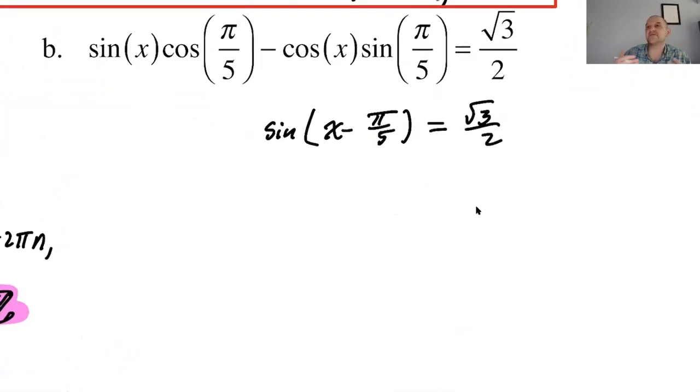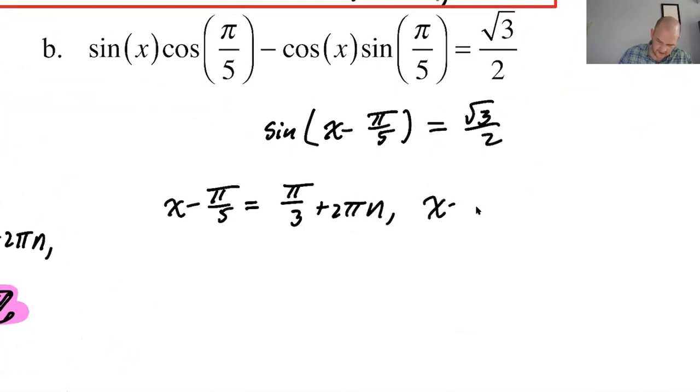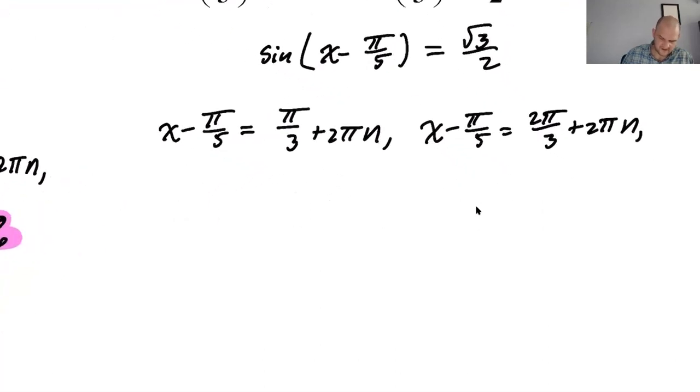So I'm just thinking sine of something is radical 3 over 2. So that thing could be equal to pi over 3 plus 2 pi n. Almost forgot it last time, tragedy. And x minus pi over 5 could be equal to 2 pi over 3. We're going to check them. So, and I'm saying that to reassure myself.